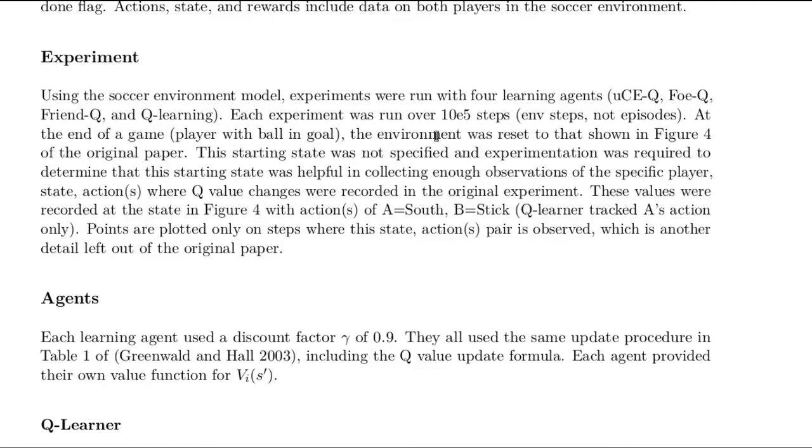Using that environment, we ran the 4 learning agents against it over 1,000,000 steps each, and then observed a particular player's Q value differences when they're in a particular state and a particular set of joint actions happened. And that's all outlined here.